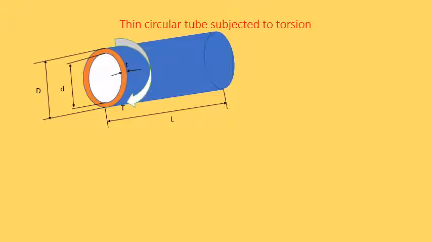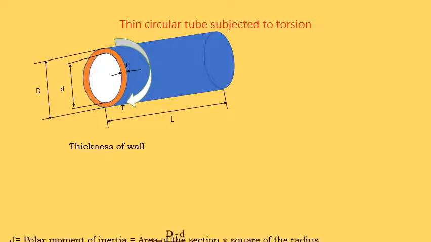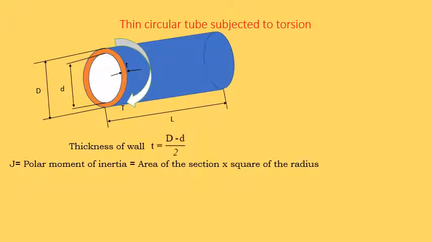The cross section end of the thin shaft or thin tube is subjected to an anticlockwise or clockwise torsion, capital T. The thickness of the wall can be determined by t is equal to (capital D minus small d) divided by 2, that is, outer diameter minus inner diameter divided by 2 gives the wall thickness.